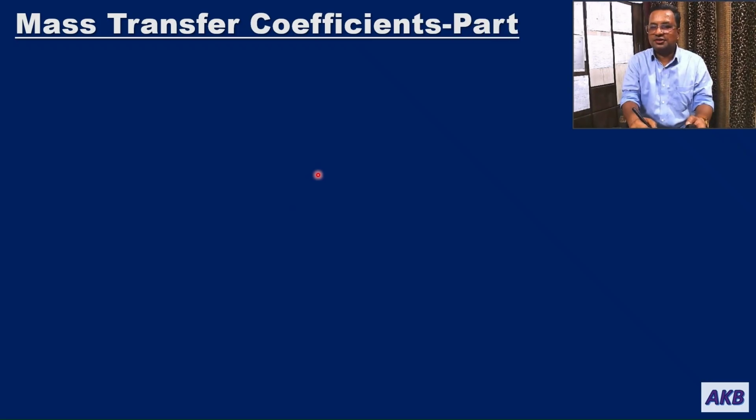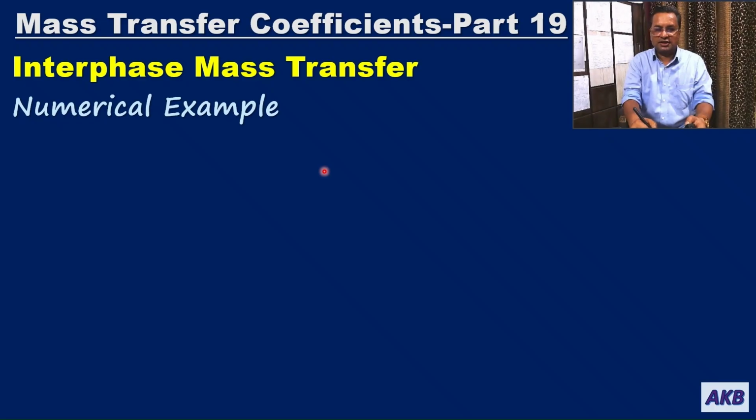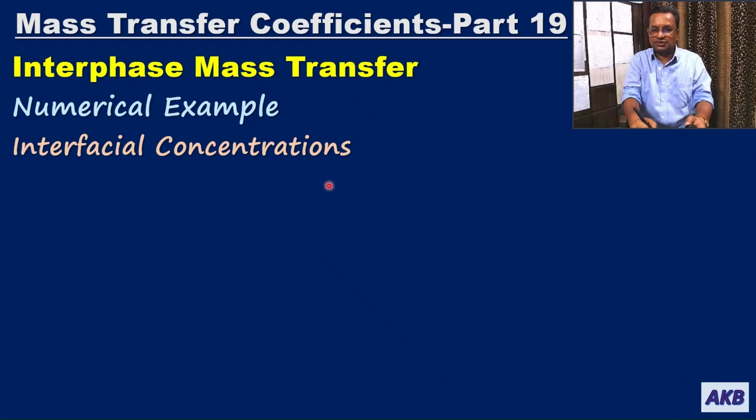In the 19th part of my discussion on mass transfer coefficients, I will continue discussing interface mass transfer, and today I will be discussing a numerical example. In this numerical example, you will learn how to find interfacial concentrations and mass transfer flux in interface mass transfer.